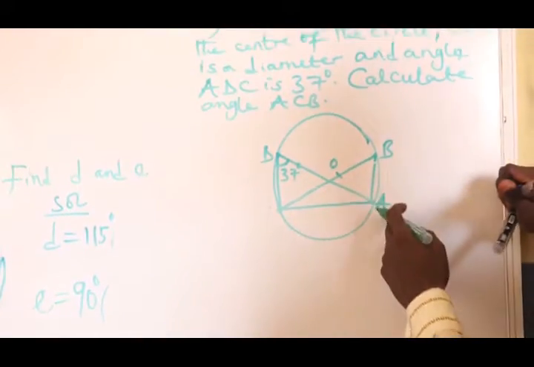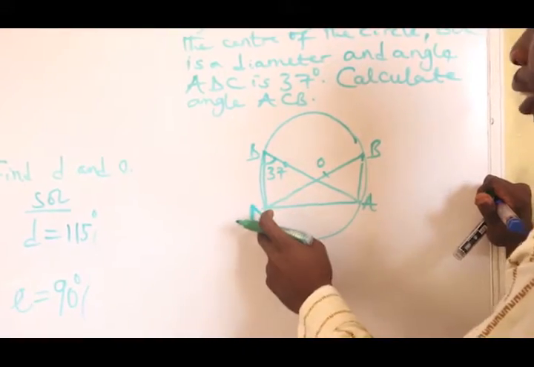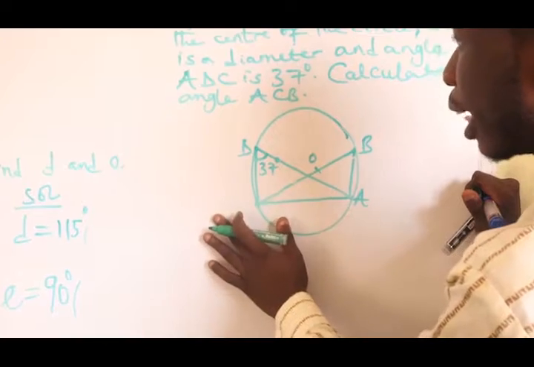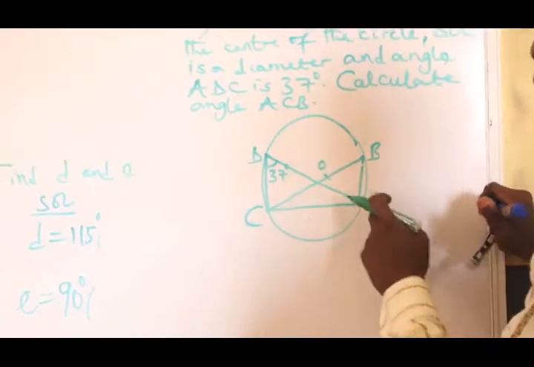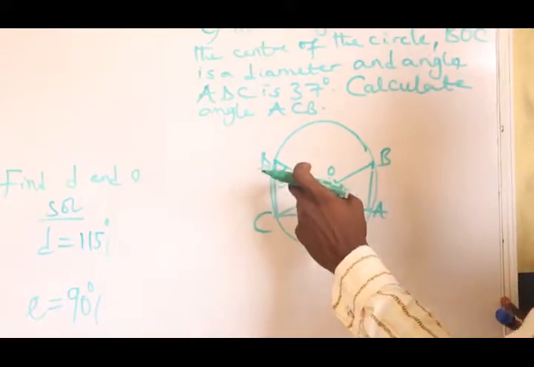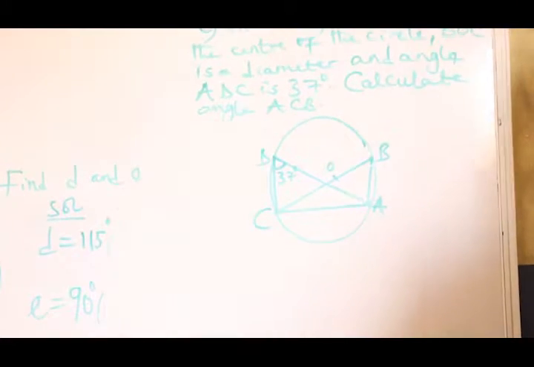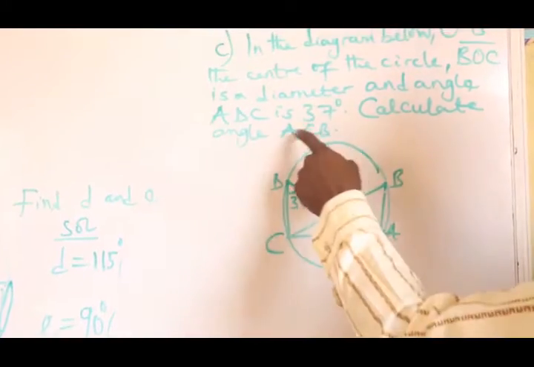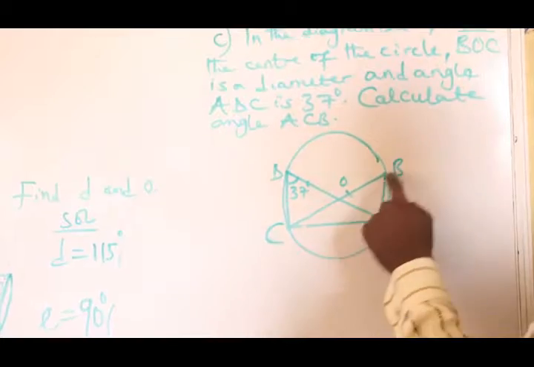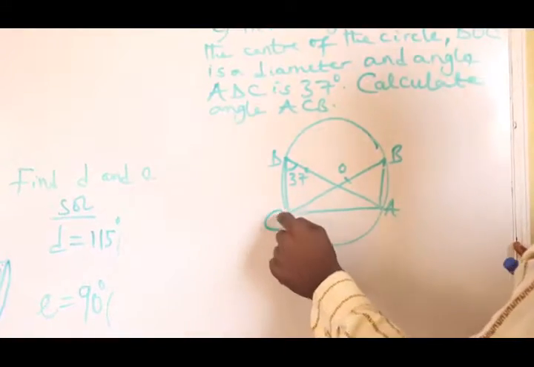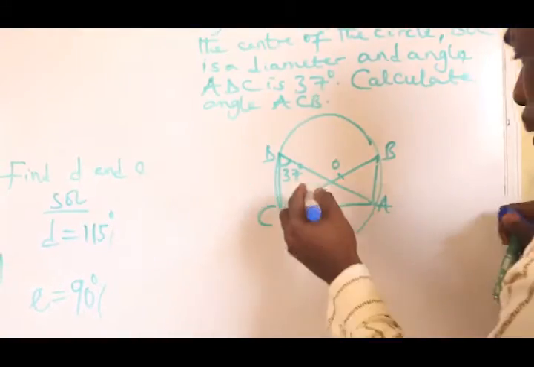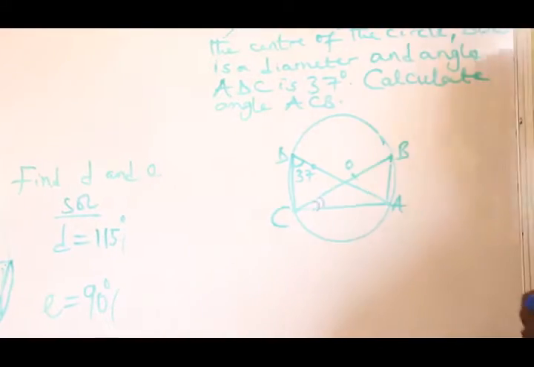Now, I said angle ABC is 37 degrees. We have the C here. He said angle ADC is 37 degrees. You have to calculate angle ACB. Look at it. ACB. So you have been asked to find the angle here.